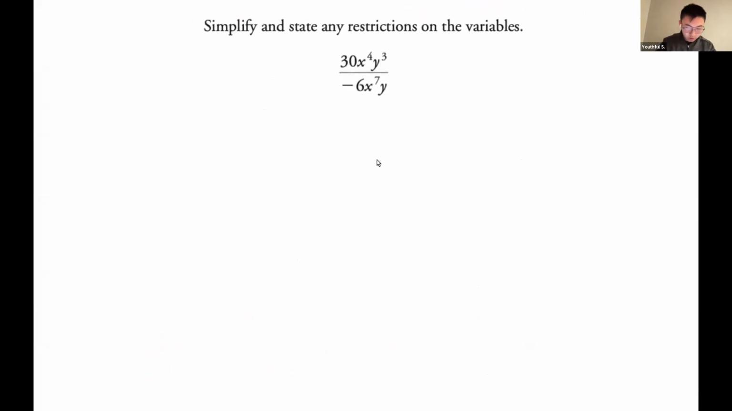So here's another example. Simplify, and state the restrictions. We can simplify by canceling out the constants first. So we have 5.